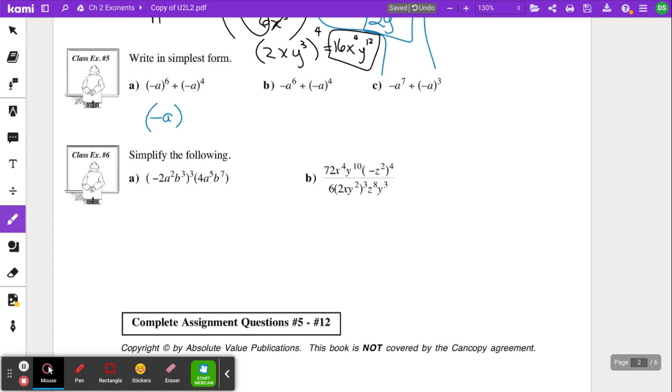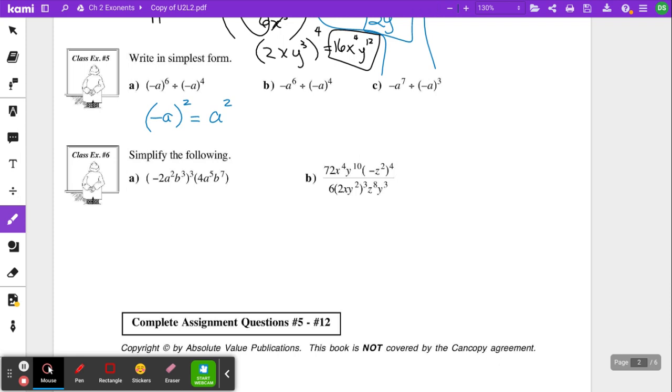And we're going to do 6 take away 4 is 2. What's the final answer then? A negative a quantity squared becomes a positive a squared. So if you had not written down the brackets, you would probably get it wrong, because you would have left your answer with a negative a squared, and it's not negative.